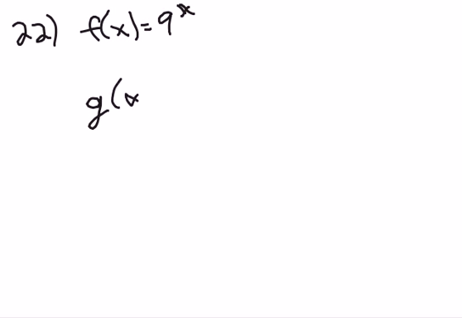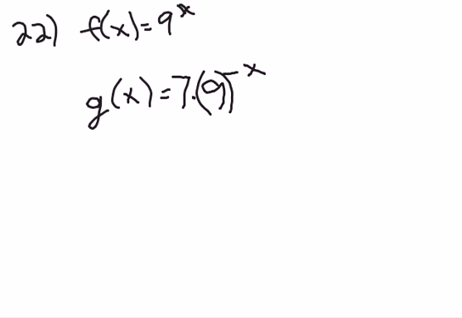Okay, 22, very similar. Our parent function is 9 to the x. They want a new function g of x. Reflection about the y-axis, so next to x, and stretched vertically by a factor of 7. So that is going to be 7 times 9 to the negative x.